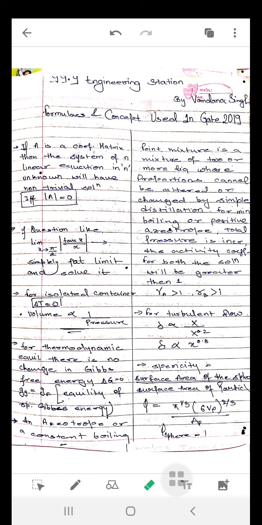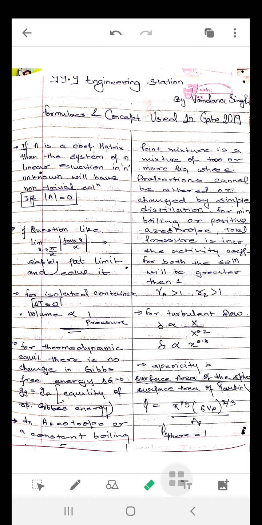Next is about the azeotrope, in which an azeotrope or a constant boiling point mixture is a mixture of two or more liquids whose proportion cannot be altered or changed by simple distillation. For a minimum boiling or positive azeotrope, when total pressure is increased, the activity coefficient for both the solutions will be greater than 1. Gamma A is greater than 1 and gamma B is greater than 1.